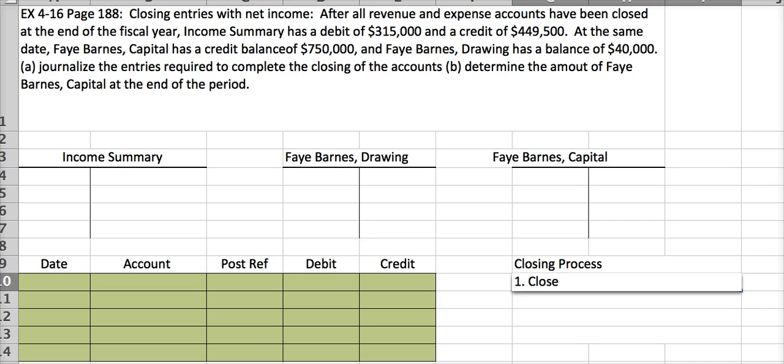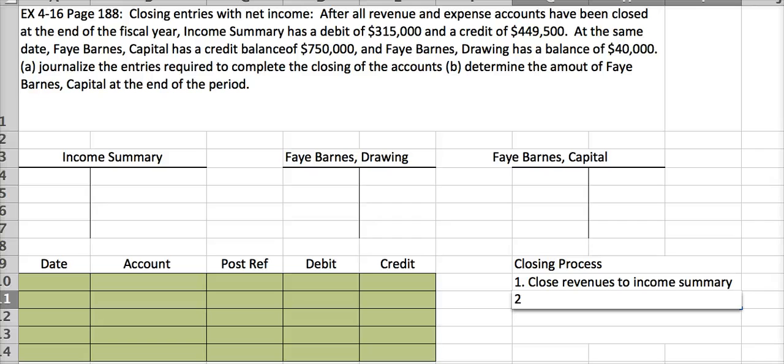First, we close revenues to income summary. And when we say close, what we mean is that we are going to look in the revenue account, and the revenue will have a credit balance. To get that balance to zero, we're going to debit it, and then we'll put the other side, which will be a credit to income summary. So that's what we mean by close revenues to income summary.